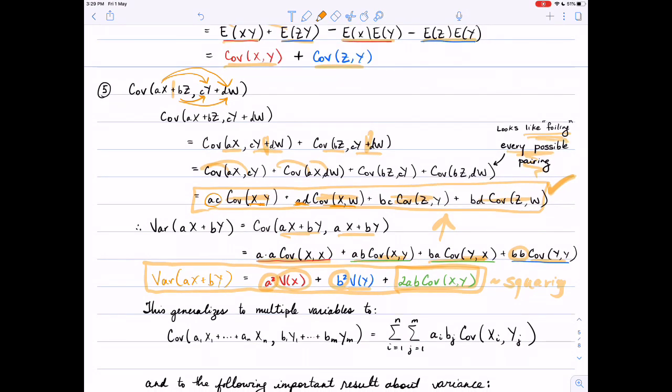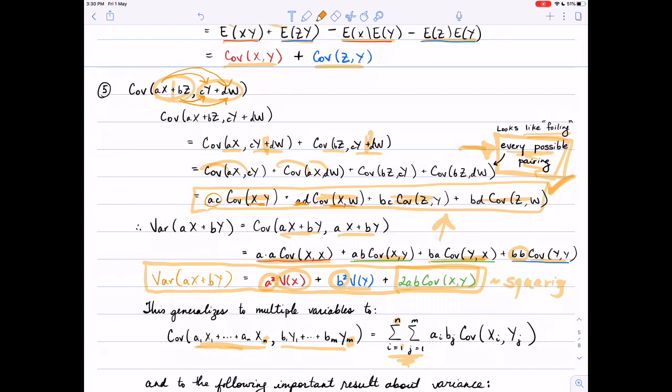If we have every single possible pairing of a covariance of linear combinations, right? So we had two little ones here, ax plus bz, cy plus dw. Here, if we have a linear combination of n variables and a linear combination of m variables, and we want to expand using every single possible pairing, well, the way to do that succinctly is with a double sum, right?